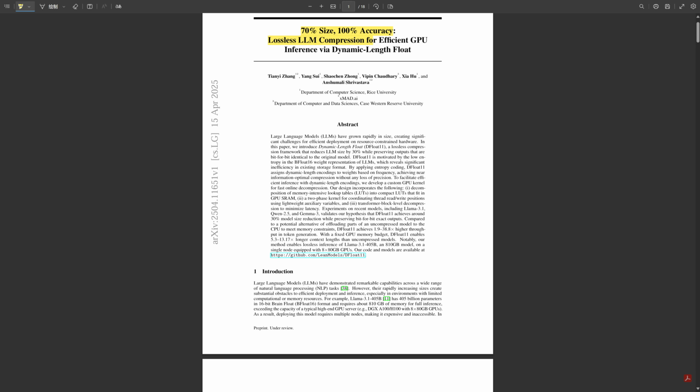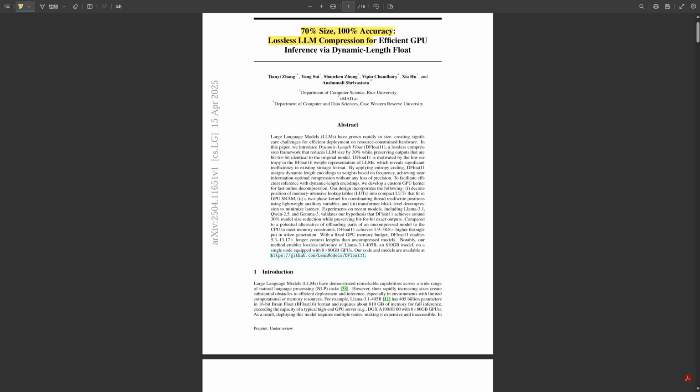But today we're going to dive into some academic research that offers a potential breakthrough. It's a new method called DFloat11. Right. And the promise here is pretty remarkable: shrinking these massive models down by about 30%, but, and this is the key bit, without losing any of their original accuracy.